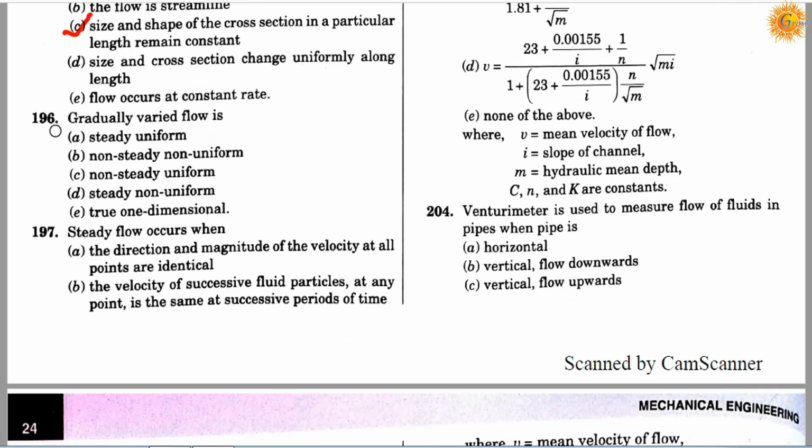Question number 196. A gradually varied flow is option A, steady uniform, option B, non-steady non-uniform, option C, non-steady uniform, option D, steady non-uniform, option E, true one-dimensional. So correct answer is D, gradually varied flow is steady non-uniform.